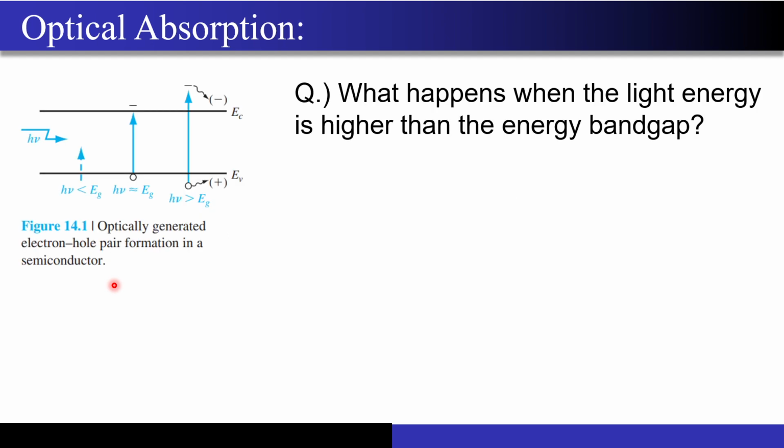Now, why are we studying optical absorption? You know that when you incident a photon on this piece of semiconductor, it is going to excite an electron from the valence band into the conduction band. Now I have to see how many of those photons that I am incident on the semiconductor are actually generating the electron hole pair.